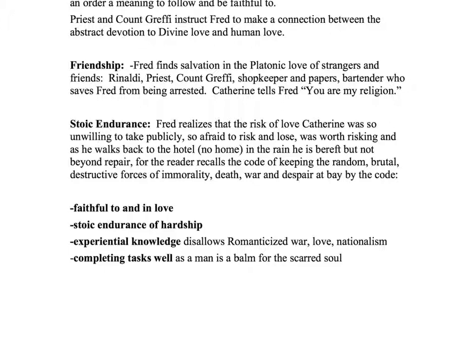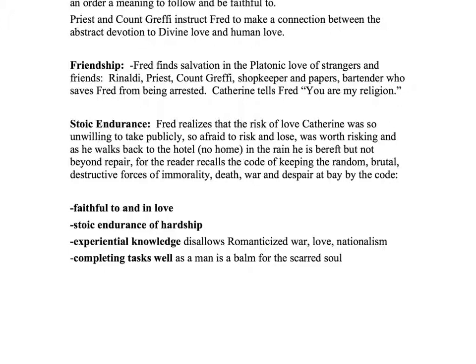And the presumption here, a faith in this life, and maybe even, although hard to make the argument for in Hemingway, maybe even a faith in God. Friendship, solidarity becomes really important. Fred finds salvation in the platonic love of strangers.